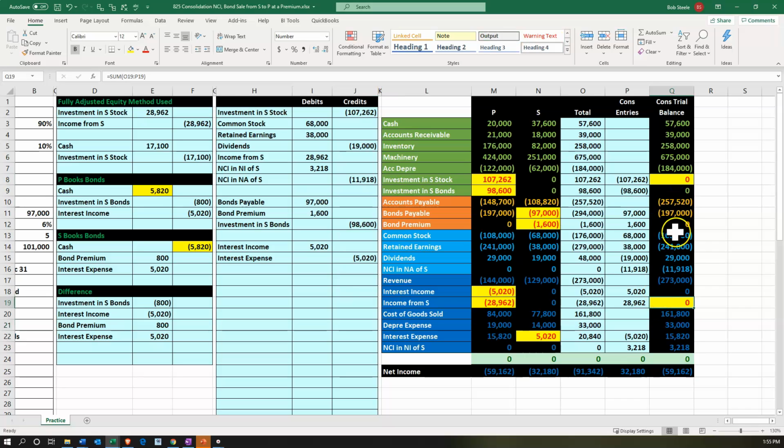And then we can check out, of course, the equity section, the ending equity basically tying out to P's equity. And then we can check out those bonds accounts to make sure that the balance sheet side has been removed, as well as the income statement side, including interest income and interest expense.